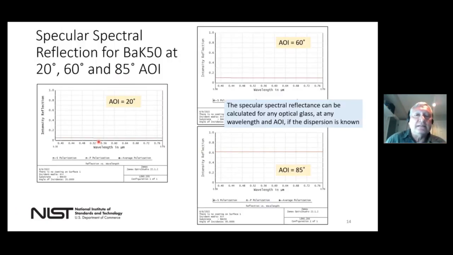So here are the plots of the spectral reflectance of the BAK50, plotted from 380 to 780 nanometers for the three angles of incidence. And now I'm only showing the average of the S and P polarizations. These plots illustrate that a software program like Zemax, or of course the Fresnel equation itself, can be used to calculate the spectral reflectance for any optical glass, if the dispersion is known.